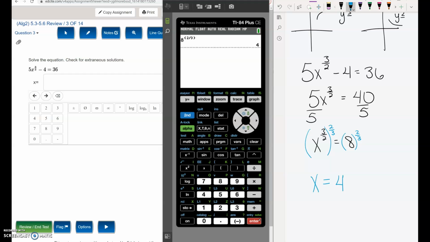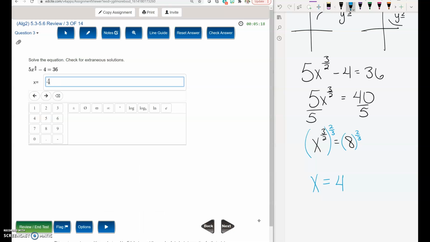It does say check for extraneous solutions, so it might be worth checking. This is 5 times 4 raised to the 3 halves minus 4. Oops, I need to make sure that minus 4 is not in my exponent. Minus 4. And it does equal 36. So x equals 4. And you can use the buttons or you can type in 4.